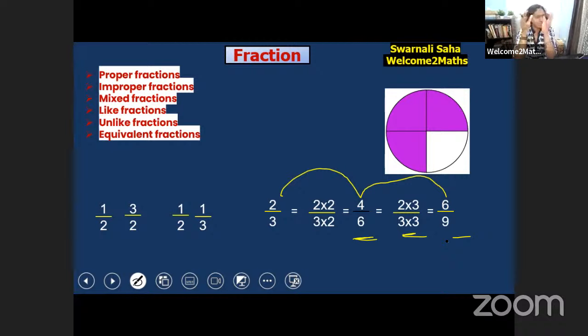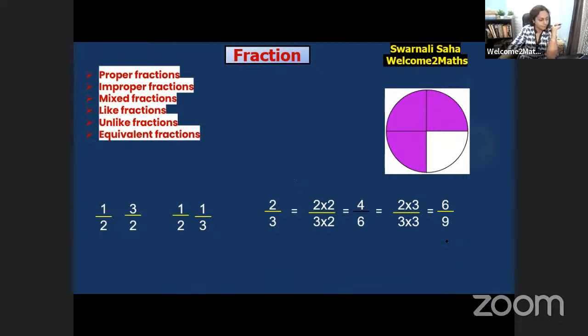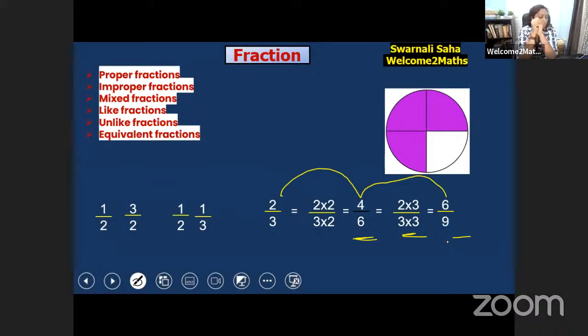So these are some concepts of fractions. If you have any query, you can ask me. Then let's solve some interesting questions. Yes, someone is writing 3 by 4 is a proper fraction, 5 by 2 is an improper fraction. Yes, you are correct. 3 by 4 is a proper fraction and 5 by 2 is an improper fraction. Okay, so now can anyone tell me?